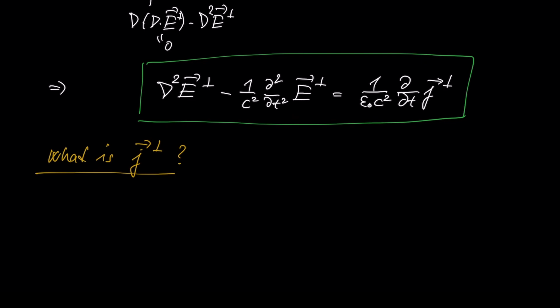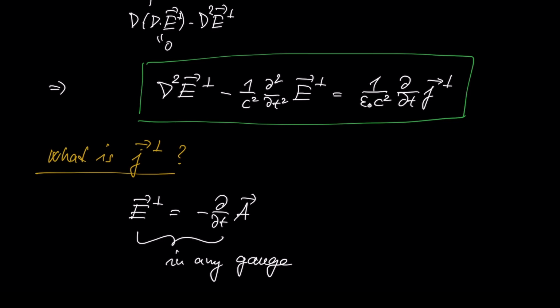Again, we can quite easily figure out what that is, realizing that E transverse is actually just the time derivative of A, which is purely transverse. This works in fact in any gauge, because the divergence of the gradient of phi, which is a scalar function, is equal to 0, always. This is true always, so this works in any gauge.